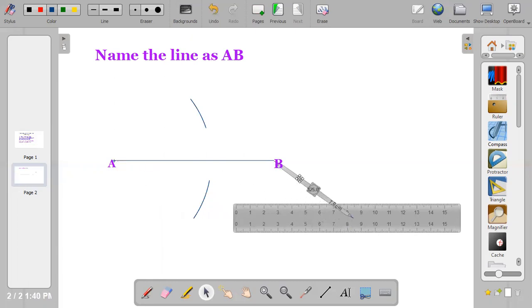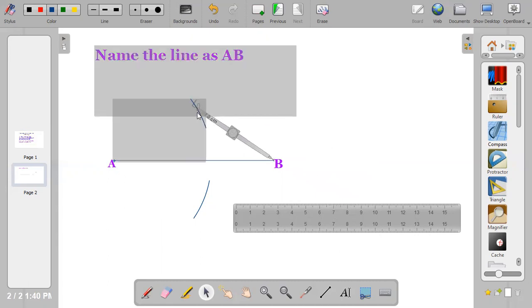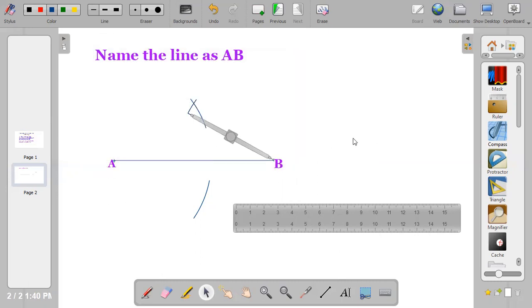Center at B. Repeat the same procedure. So cut the first arc above and below. Okay, so we can now draw the bisector.